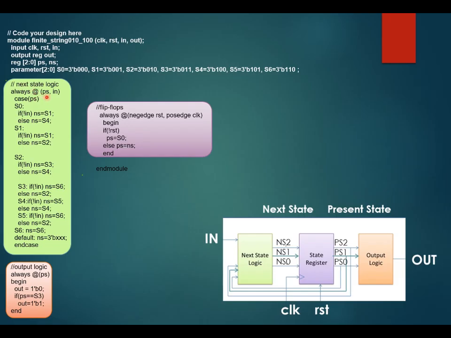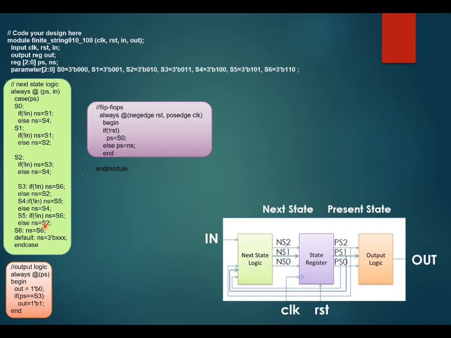In the always block's sensitivity list, you put present state and input, because, as you can see, the next state logic depends on the input and the present state. And then for each present state, describe the transition. What condition will transit S0 to S1? What condition will transit S0 to S4? All these you code based on the encoded state table.